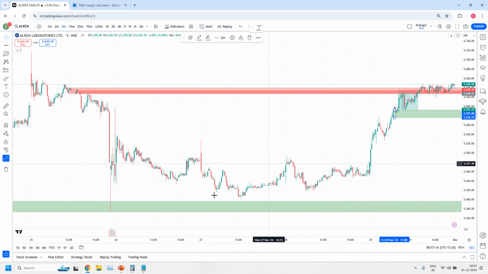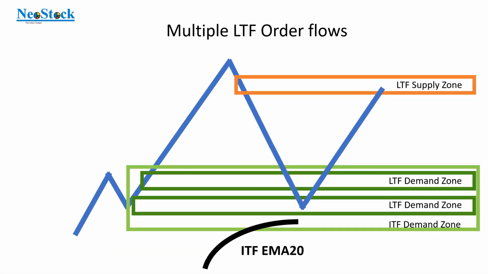How are we able to get this profit? Because of this concept: multiple LTF order flows. How did we identify multiple order flows? By doing reverse engineering. Especially when you are using NeoStock reports, this reverse engineering you have to do. If you identified by doing top-down analysis, probably you would have identified all these stocks. But the problem is, by doing top-down analysis, how many stocks will you analyze? Very few. But the software does this top-down analysis and identifies all the stocks in a few minutes.